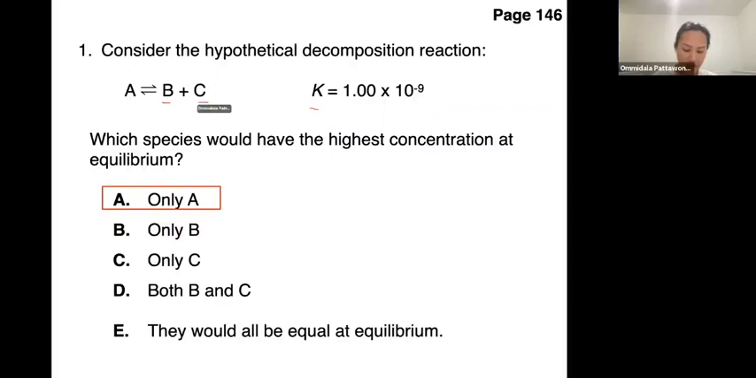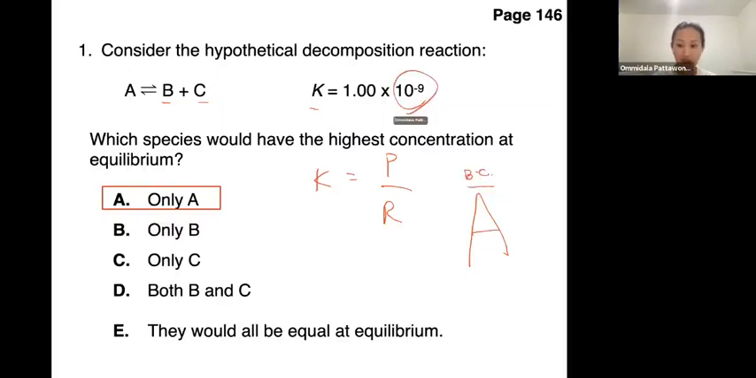If you think about it in terms of product over reactant, you have a big amount of A and a small amount of product. That's why your K value comes out to be a very, very small value. So this indicates that this reaction has the highest concentration of A. It also tells you that A is more stable than B and C. That's why it doesn't want to proceed toward the product, so it doesn't want to convert more to the product.